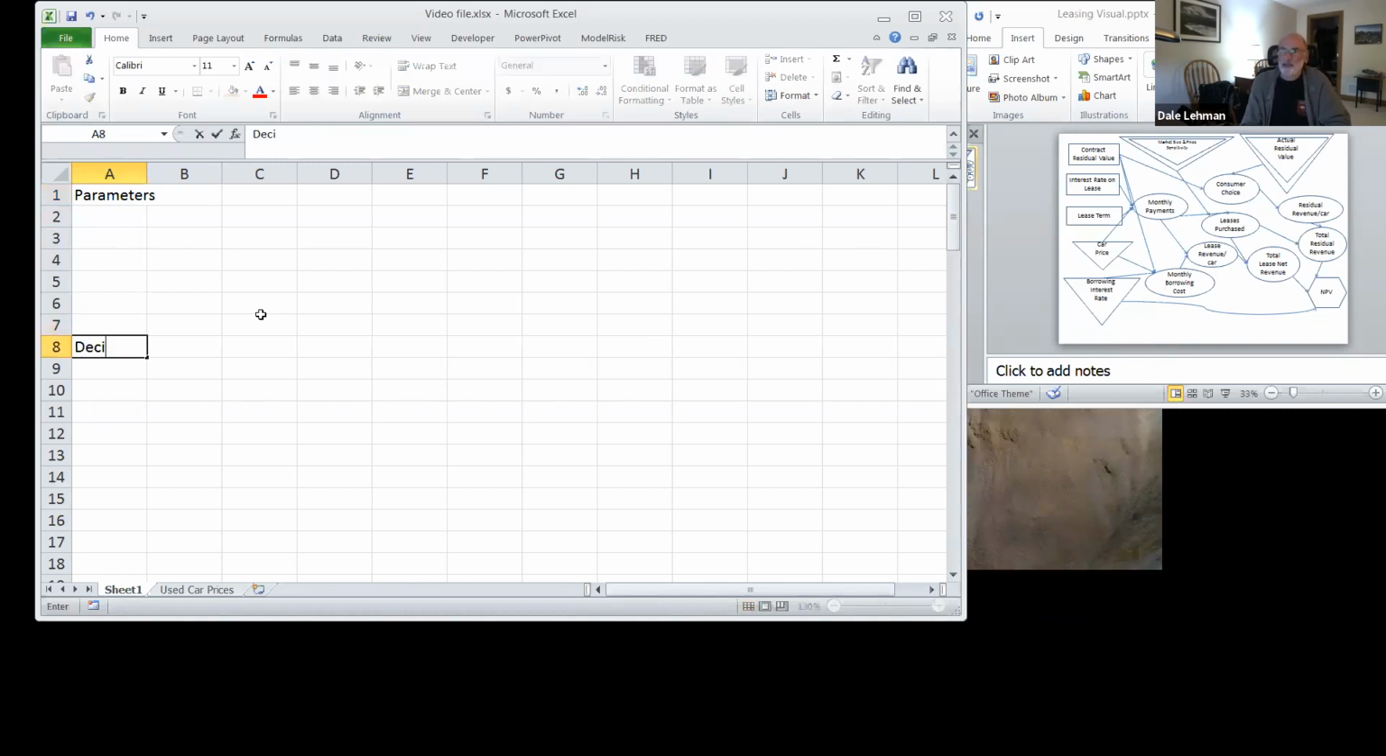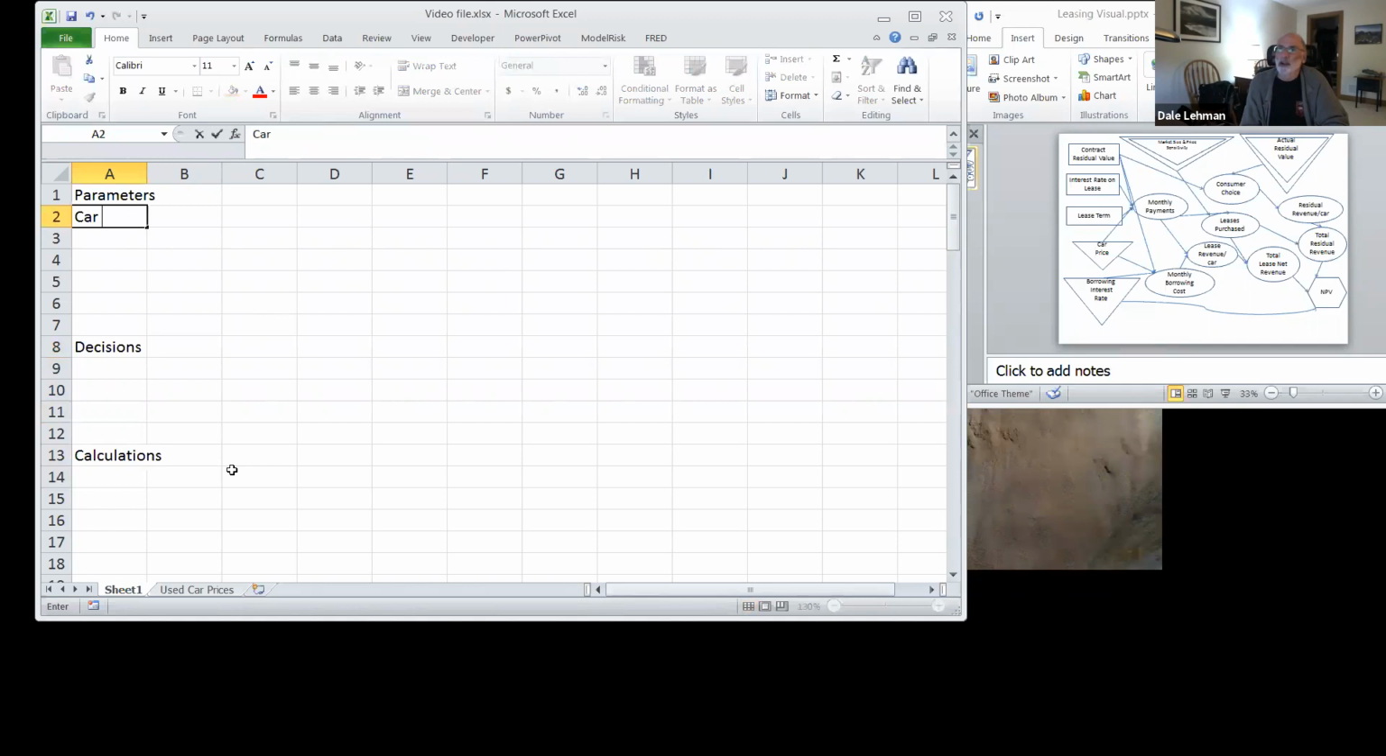Then I have decisions. Those are my rectangles. I have 3 decisions. Then I have calculations. And then I'll have outcomes after that. But let's start by building this. So what are the parameters?